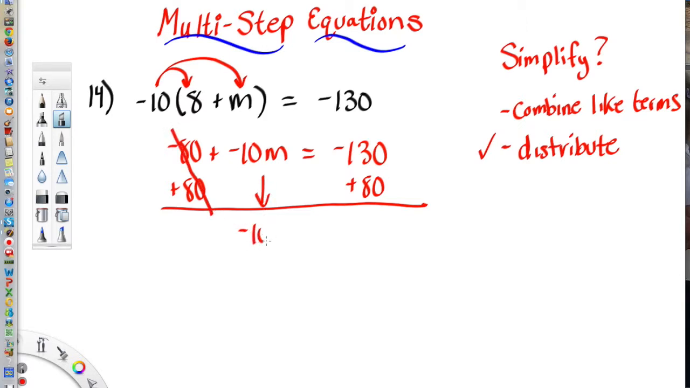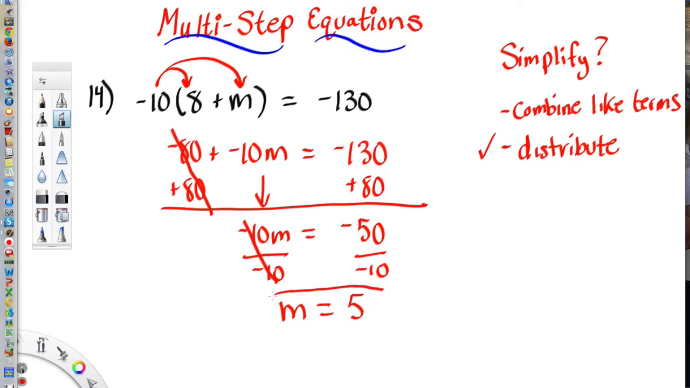I bring down my negative 10m, which is equal to a negative 130 plus 80, which is going to give me a net result of a negative 50. I have one more step left. I can see that m is being multiplied by a negative 10. What's the inverse of that? Dividing by a negative 10. And what I do to one side, I must do to the other as well. So I'm going to divide both sides by a negative 10, and that'll leave me with m is equal to a negative 50 divided by a negative 10, which is a positive 5. M is equal to 5.